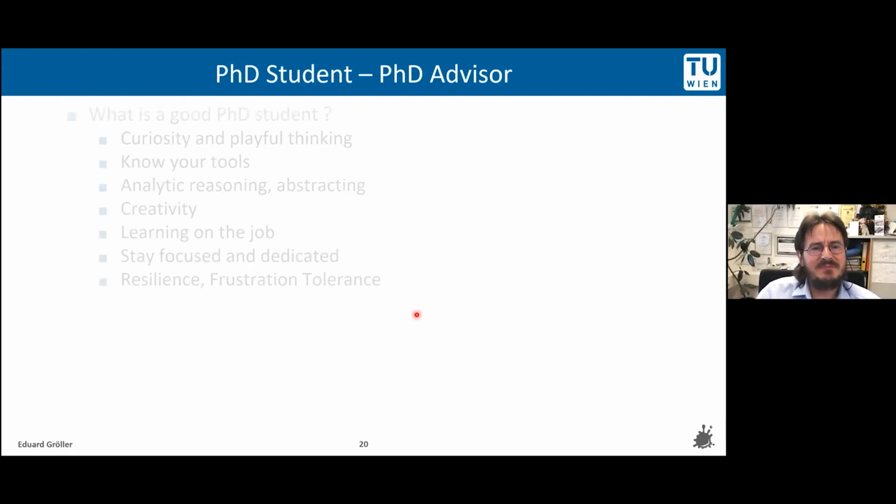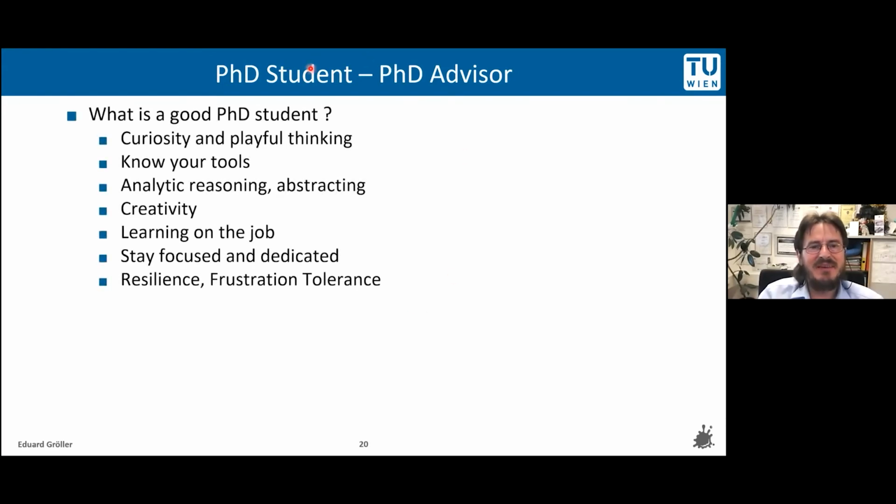And then, well, there's a special relationship between the PhD student and the PhD advisor. And what is a good PhD student? You should be curious, and you should know your tools. In our area, you should have this analytic reasoning. You should be able to subdivide your problem into individual parts. Then you should be creative, learning on the job in a fast way. And I think this is really important: resilience and frustration tolerance. You will be frustrated by the technique, by other colleagues, by the reviewers, but what you should say is, I want to learn from that.